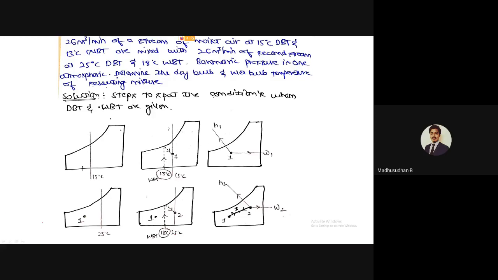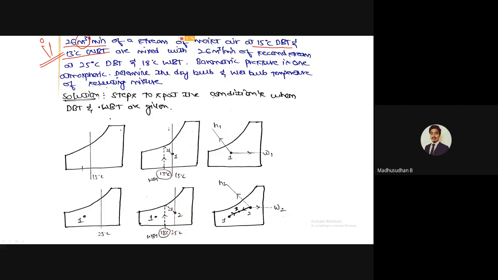Hello everyone. So in this video we'll discuss one more problem on mixing streams in a psychrometric process. In this particular problem, 26 meter cube per minute, that means the volume flow rate. Remember, it is meter cube, so the volume flow rate is given for that particular stream of moist air, which has 15 degrees Celsius DBT and 13 degrees Celsius WBT.